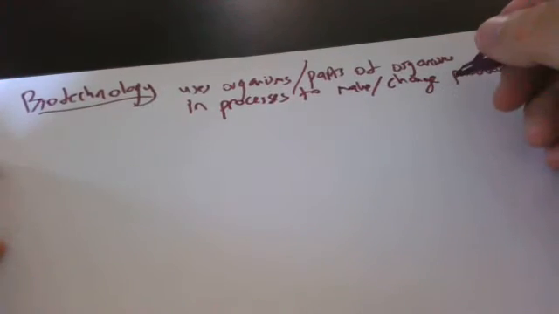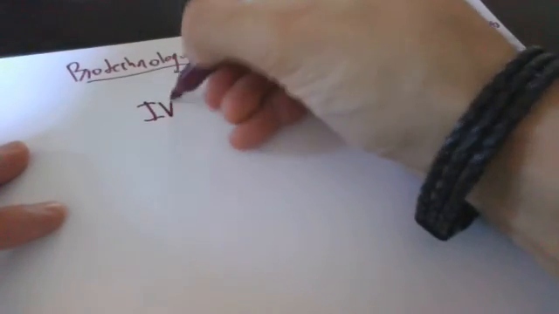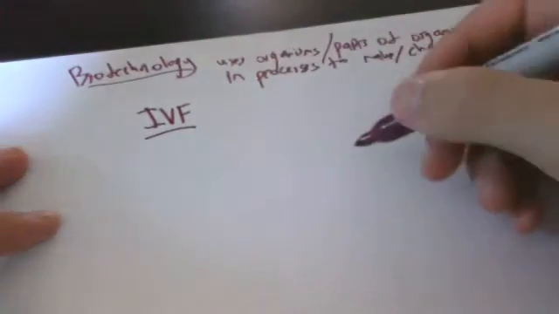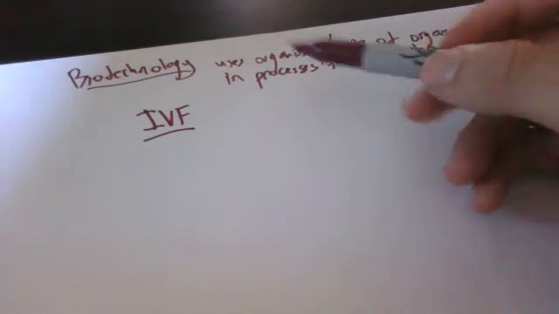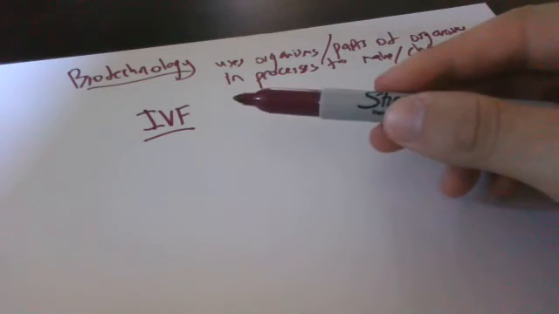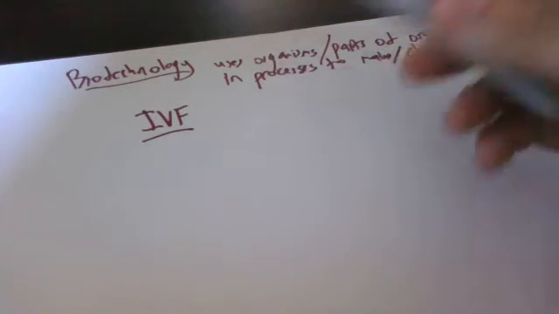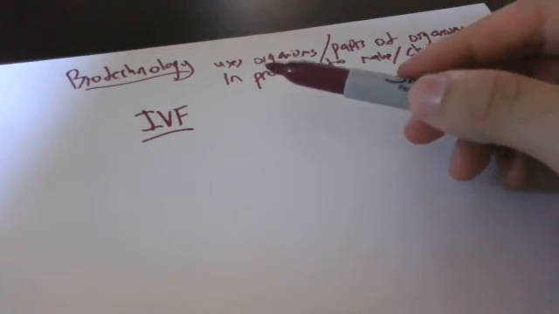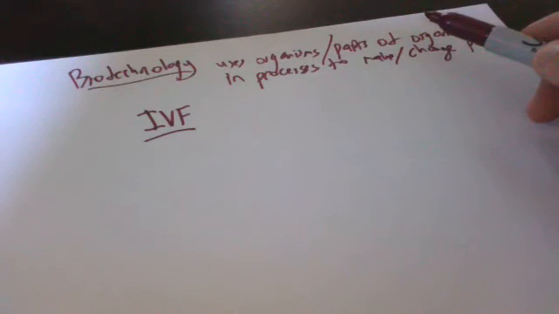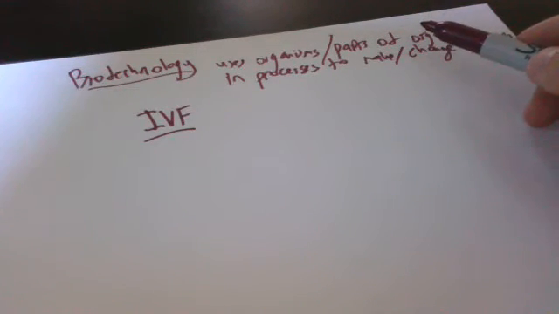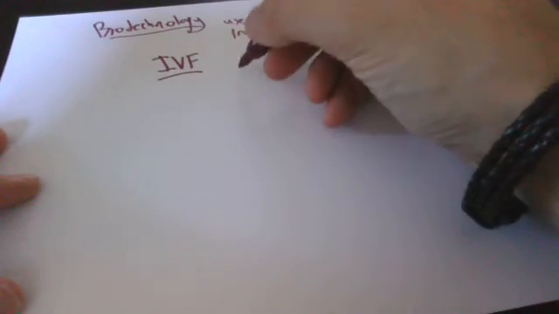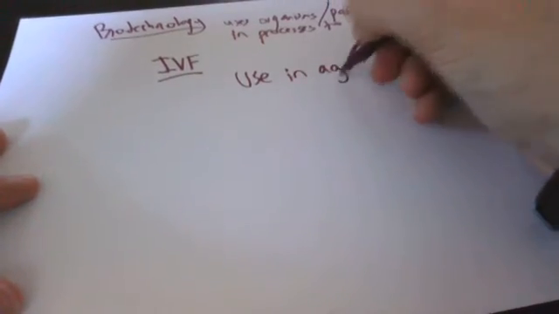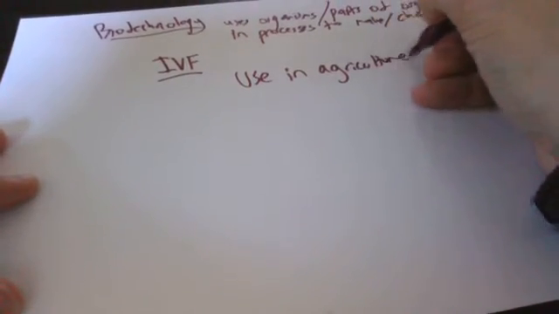Example, IVF. I'll talk about that later on as well. IVF, in vitro fertilization. Basically, you're fertilizing eggs, the female eggs, outside of the human body, and then placing the developing embryo back into the woman's uterus or the womb. So IVF is an example of using biotechnology. Now I'm going to talk about use in agriculture, so using biotechnology in agriculture.